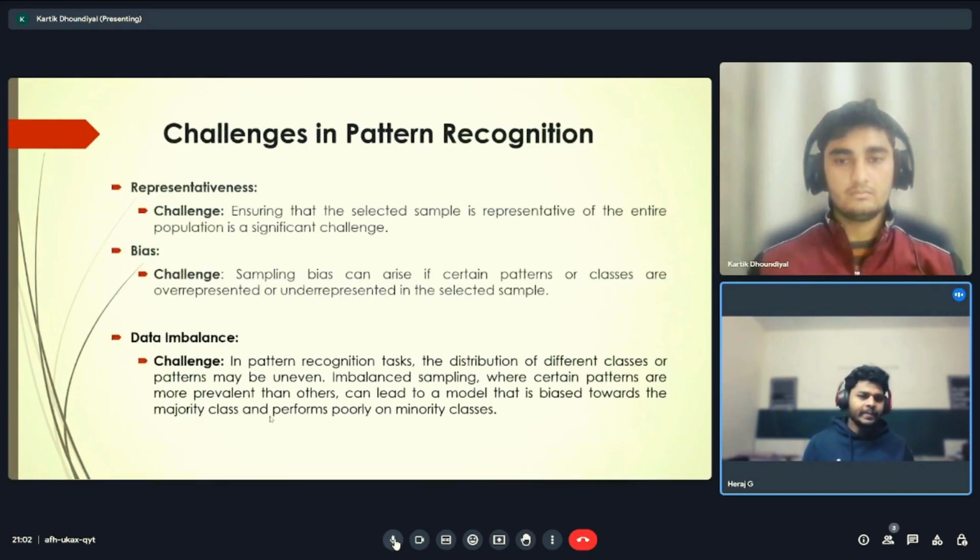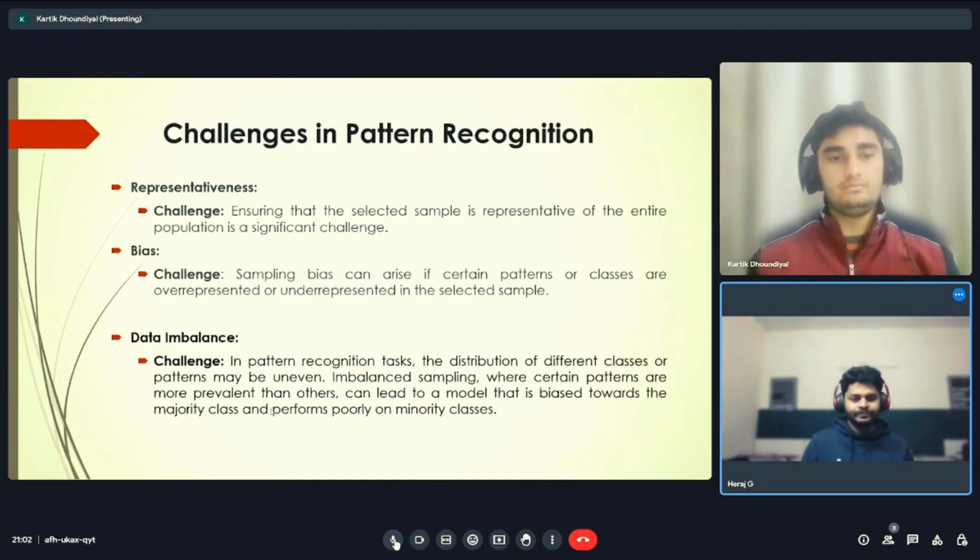A few challenges in pattern recognition are, first, representativeness. The main challenge is ensuring that the selected sample is representative of the entire population, which is significant because there are various random data points containing different data. So it is not an easy task to represent the entire population in a sample data set. And the second is bias. Sampling bias can arise if certain patterns or classes are overrepresented or underrepresented in the selected sample. So we should be aware of it and take care accordingly.